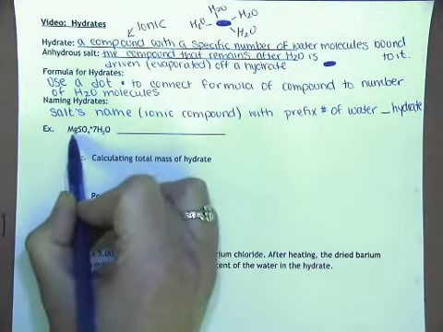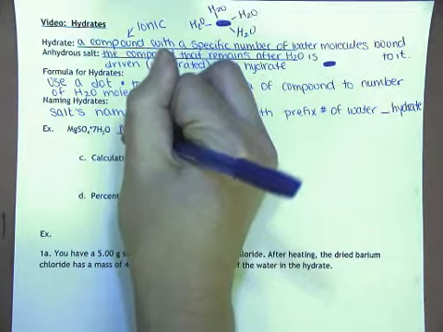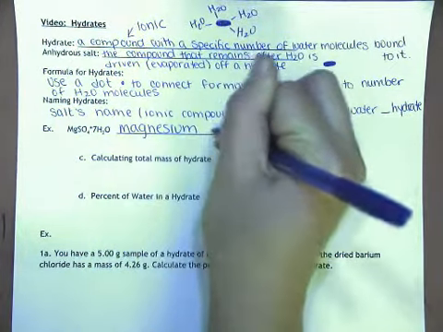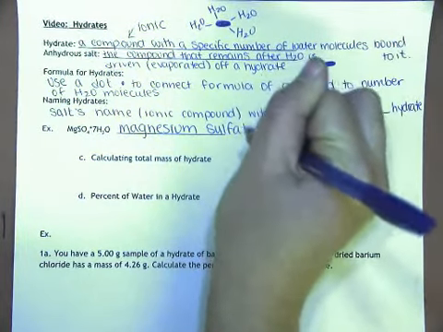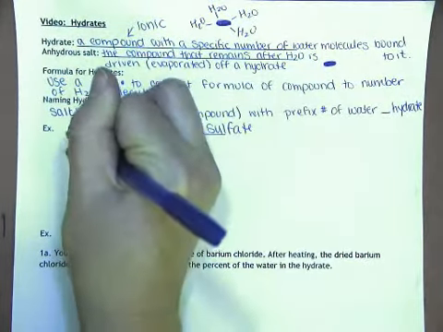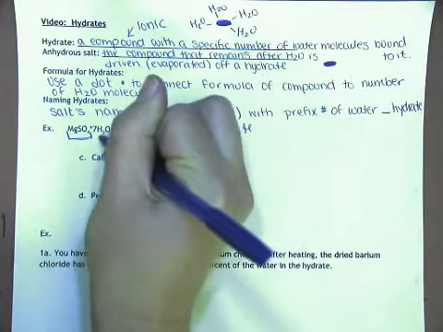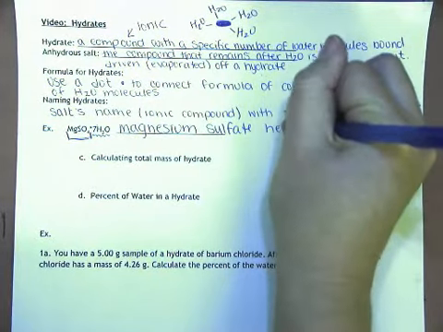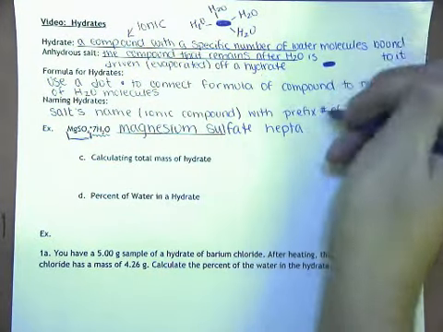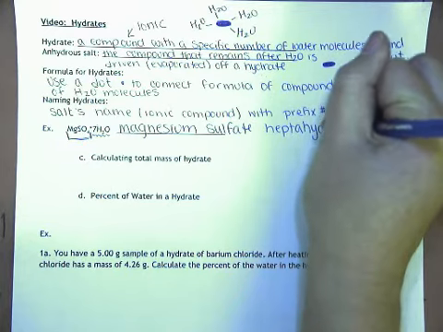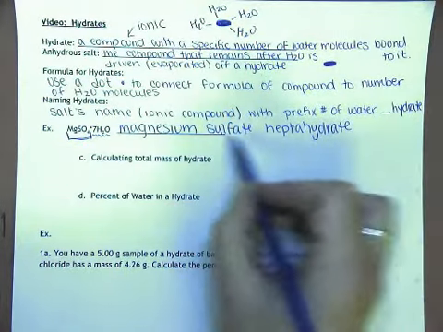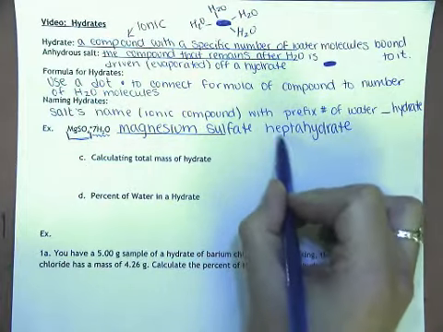So for example, I have MgSO4. That's magnesium sulfate, my ionic compound, which you've already learned how to name. And then for my hydrate portion, the prefix for 7 is hepta. So I say hepta, and then it's a hydrate, so I say heptahydrate. This portion is the new part. The beginning part is the same as before, then we just say heptahydrate.